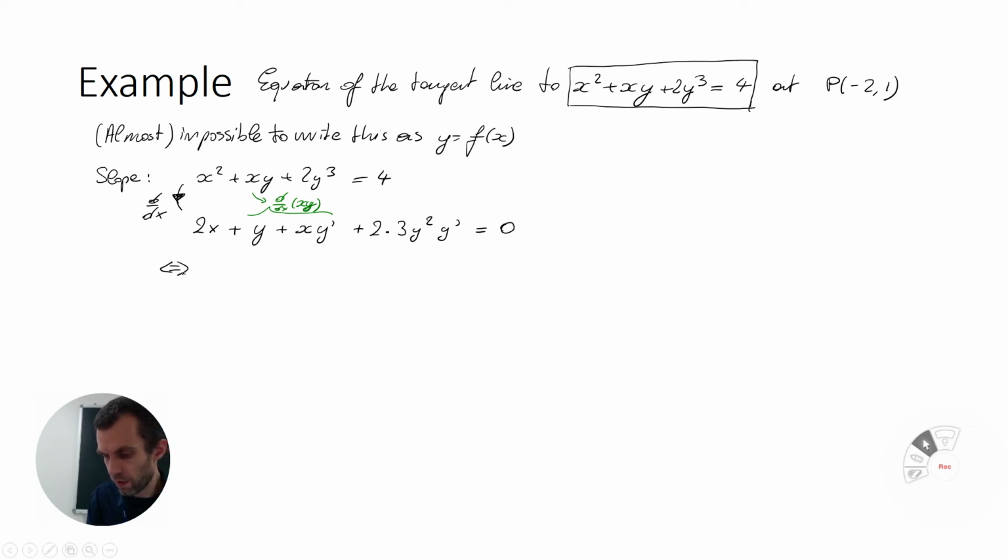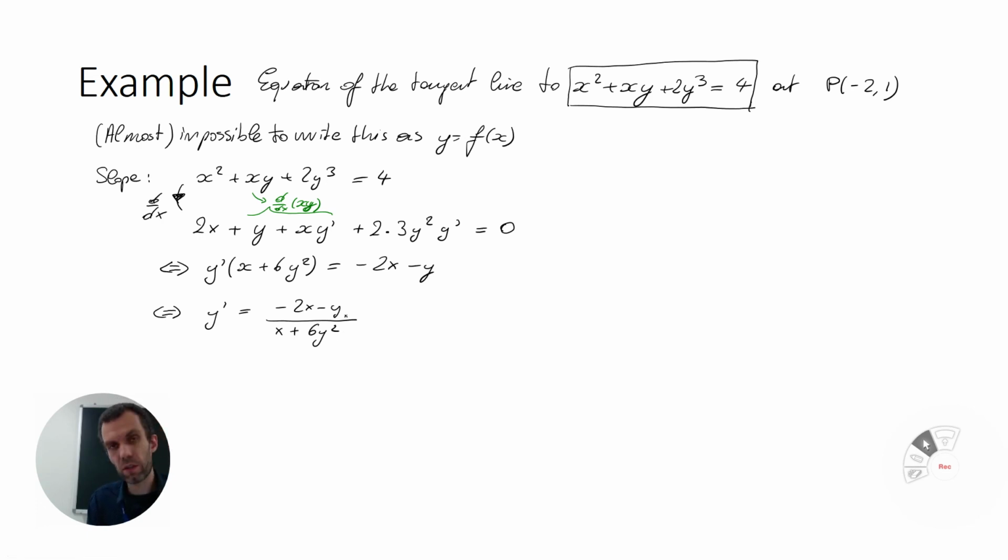So we can rewrite that a little bit to bring out the y prime, and I get y prime times x plus 6y squared equal to minus 2x minus y. And so y prime is minus 2x minus y divided by x plus 6y squared. And again, what you see is that you get y prime as a function of x and y. And now you might say, well, how do I get rid of the y? Sometimes you can get rid of the y, like with the circle, sometimes you can't, but in most cases you don't have to get rid of the y.